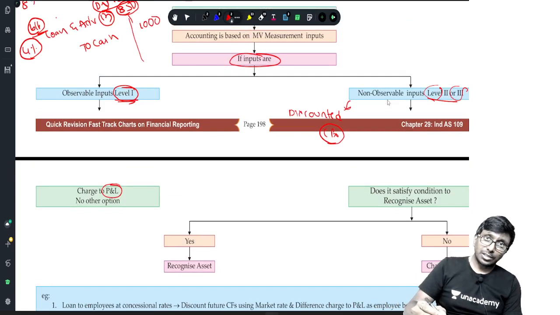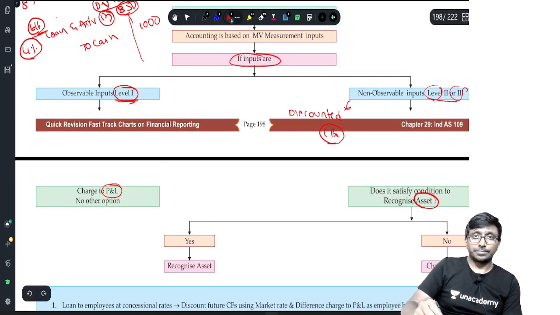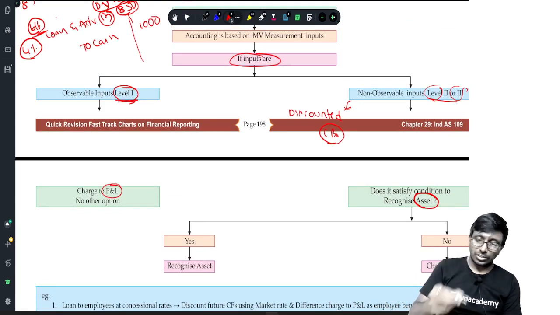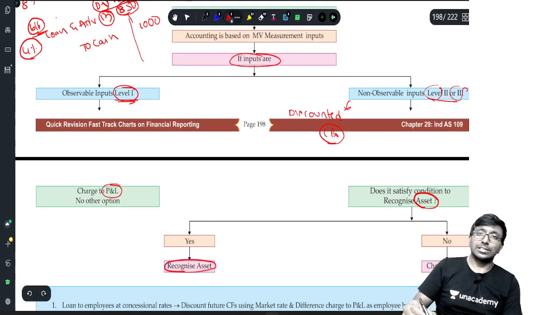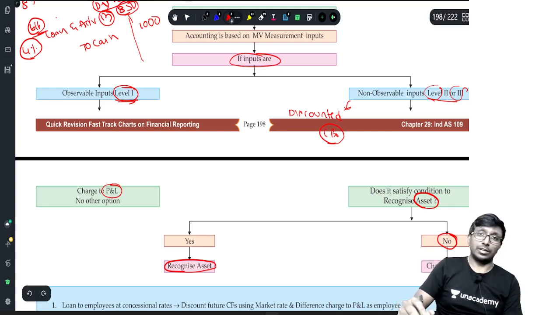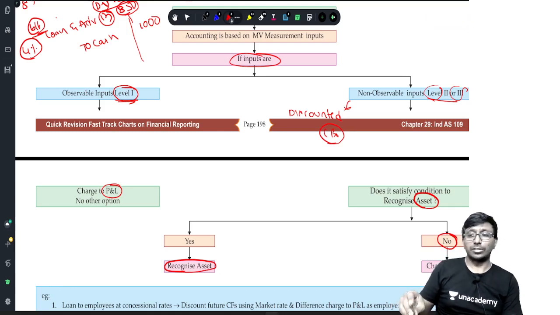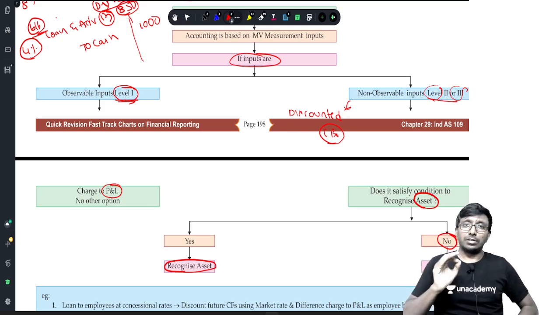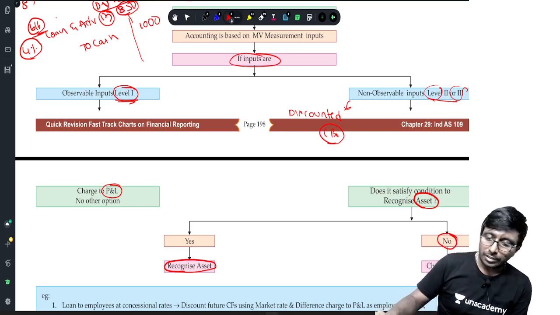Under that circumstance, does it satisfy the asset recognition conditions? Means, is it going to get me future economic benefits? If you say yes, recognize it as an asset. If you say no, it is not a future economic benefit, then we will charge it to profit and loss. Getting my point? Yes, that is the simple matter. Fine. Next point.